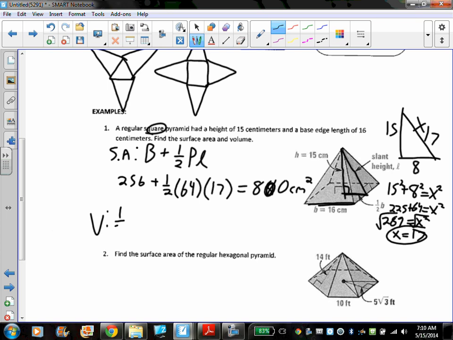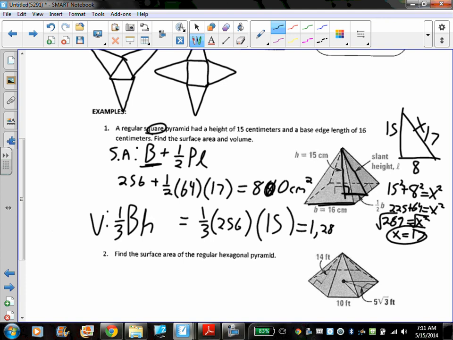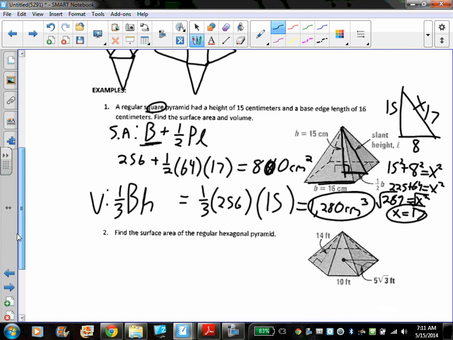Volume is easier. We need 1/3 times the area of the base times the height. We have all these numbers at this point, so it's going to be 1/3 times 256, which is our area of the base, calculated in the surface area, times the height, which is 15. So 1 divided by 3 gives us 0.3 repeating, times 256 times 15. And that gives us 1,280, and this is going to be centimeters cubed, since we're using volume. So there's that problem. Let's look at the next one.